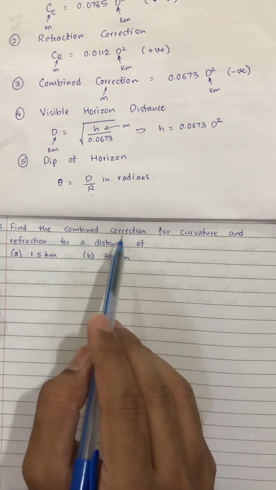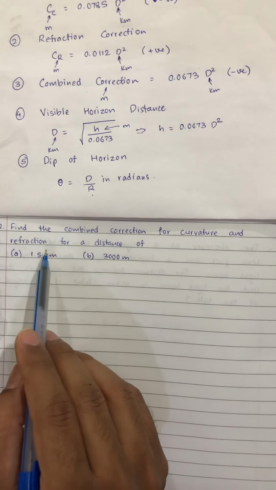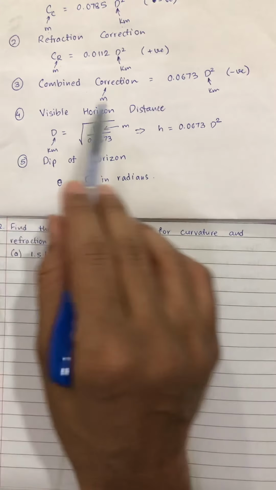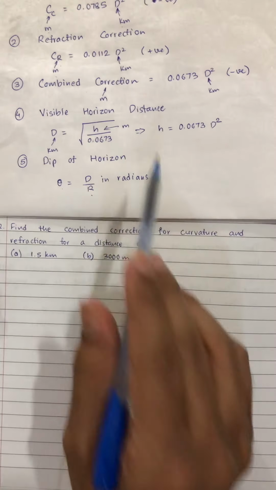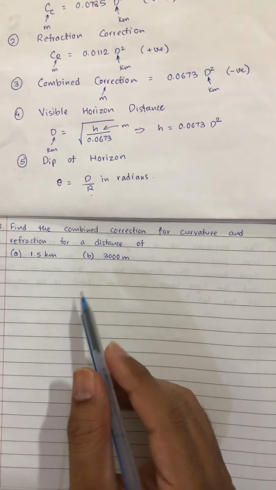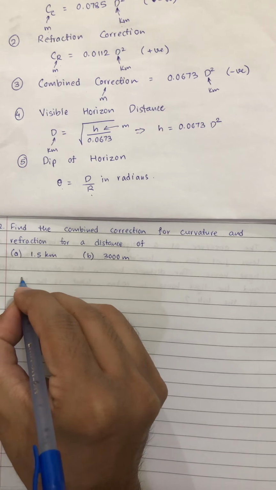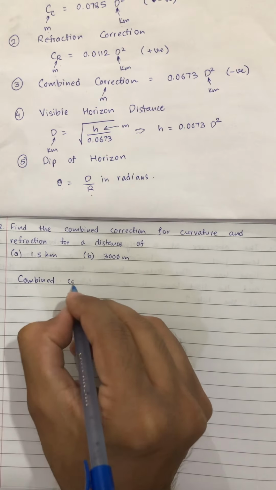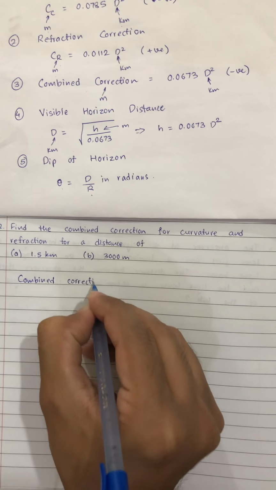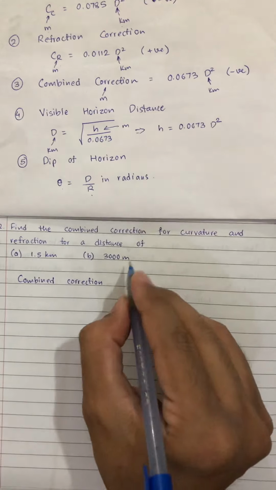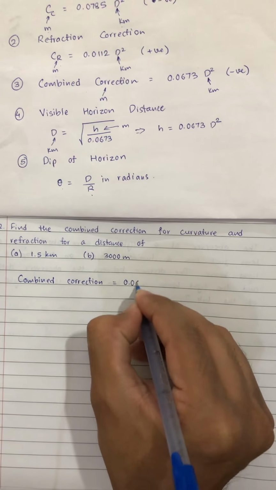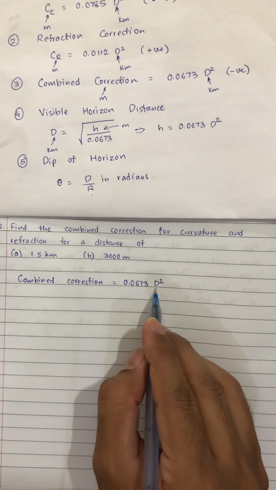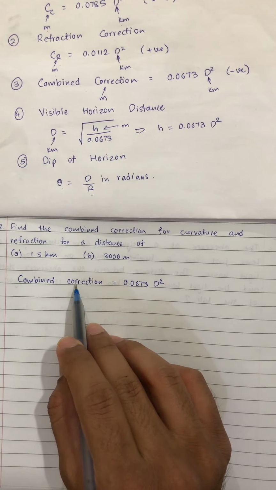Find the combined correction for curvature and refraction for a distance of. Now in this case, you have to find the combined correction. This combined correction value has to be found out. Now combined correction is given as 0.0673 d square. Now if d is in kilometer, this combined correction will be in meter.